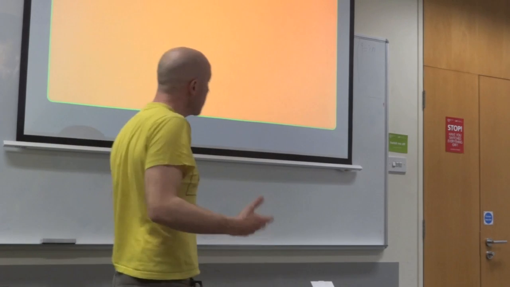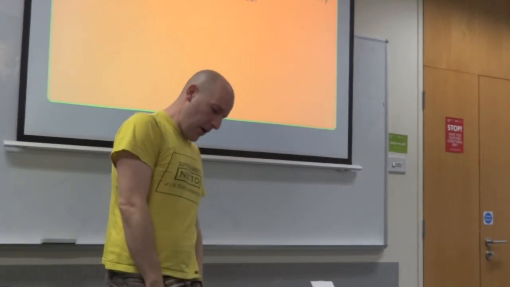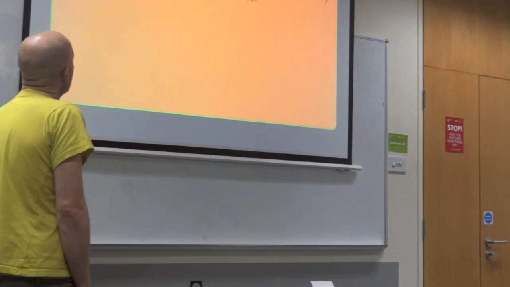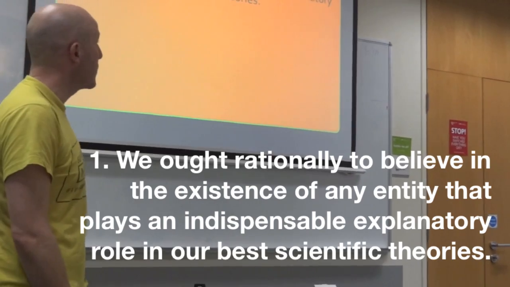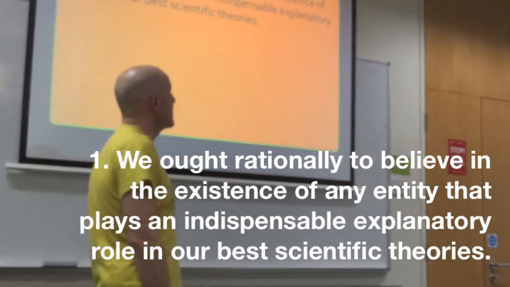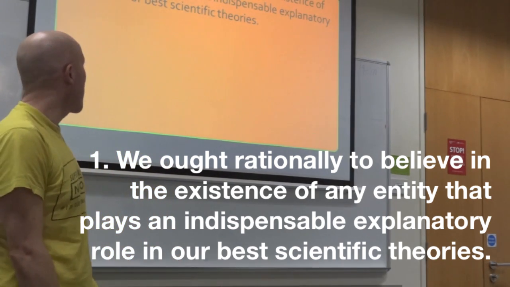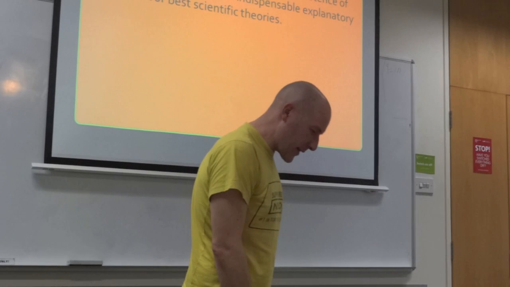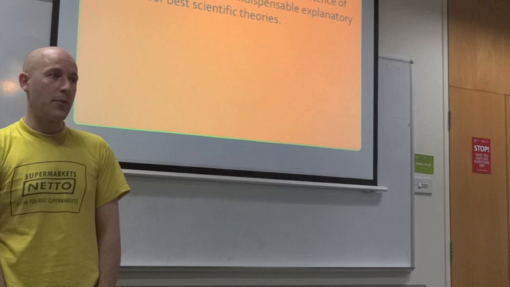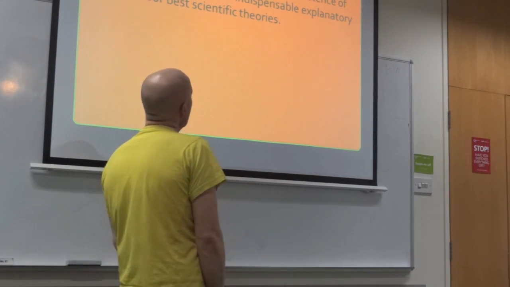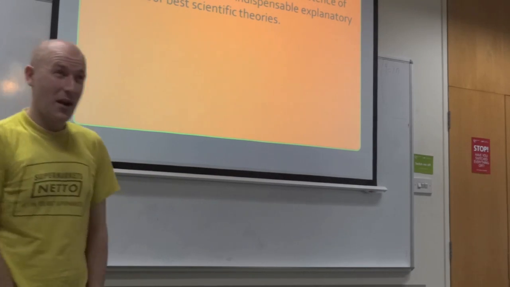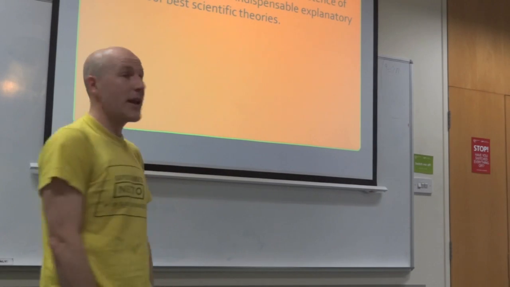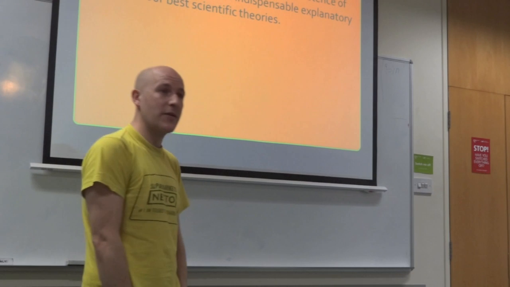Here's something that Alan Baker wants to do with these kind of examples, primarily with the cicada example, but we can talk about either. He gives this argument for thinking that we can draw some interesting conclusions. So, start with this premise. We ought rationally to believe in the existence of any entity that plays an indispensable explanatory role in our best scientific theories. And the idea here is that that's supposed to be quite a good thing to believe, this premise. So, we ought rationally to believe in the existence of entities like electrons, because electrons play an indispensable explanatory role in our best scientific theories.